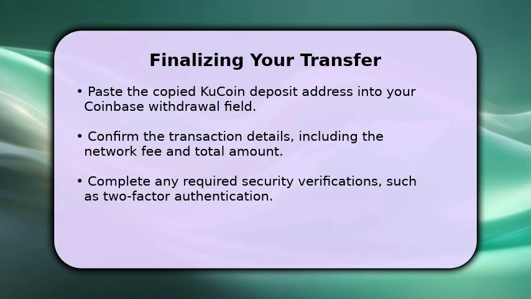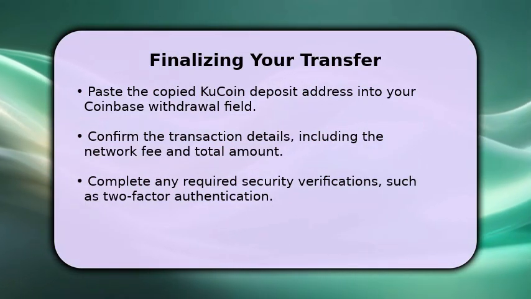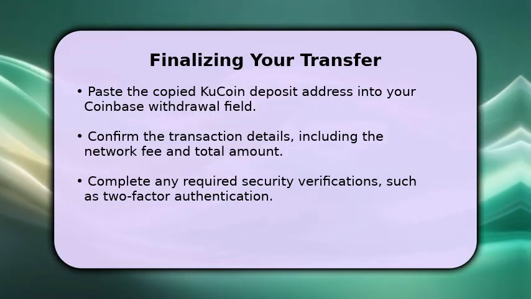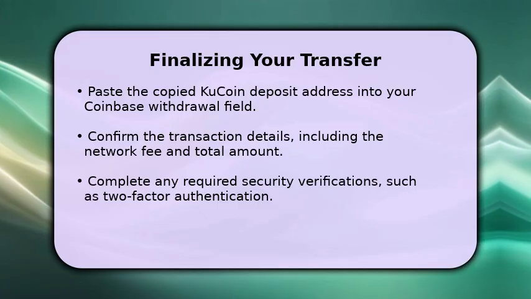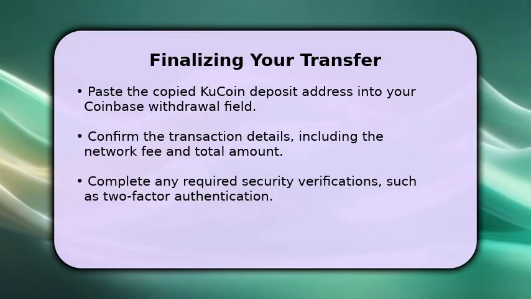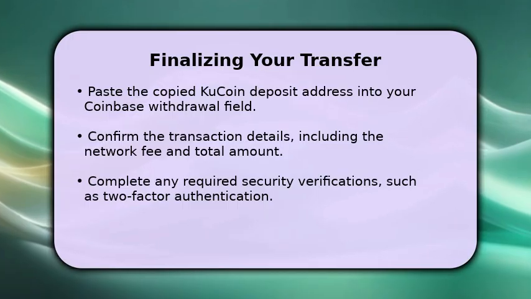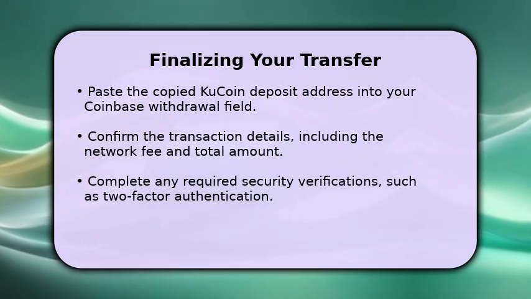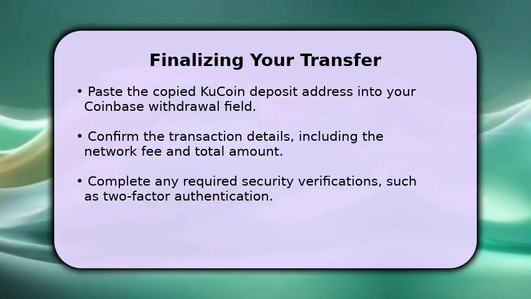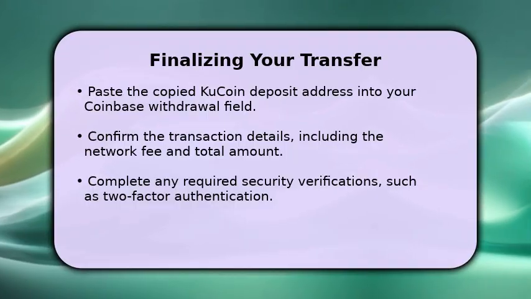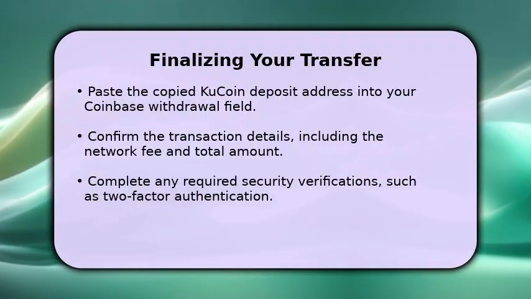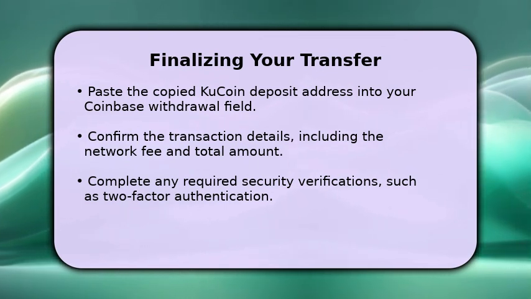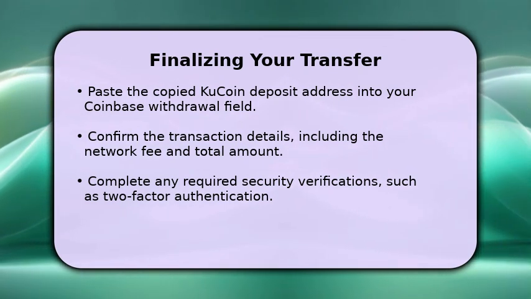With the Kucoin deposit address copied, return to Coinbase and paste it into the designated recipient address field. Carefully review all the transaction details one final time, including the amount, the asset type, and any associated network fees. You will likely need to complete a security verification, such as entering a two-factor authentication code. Once confirmed, the transfer will be initiated. Transaction times can vary, typically from a few minutes to several hours, depending on the network congestion and the specific cryptocurrency.